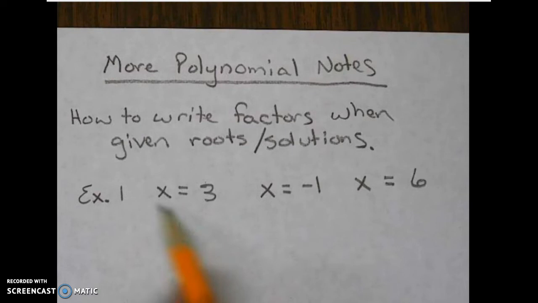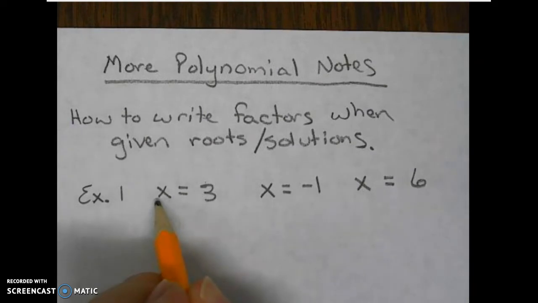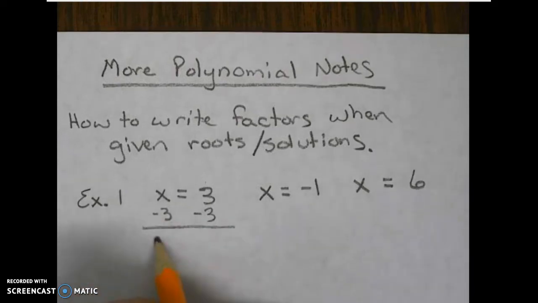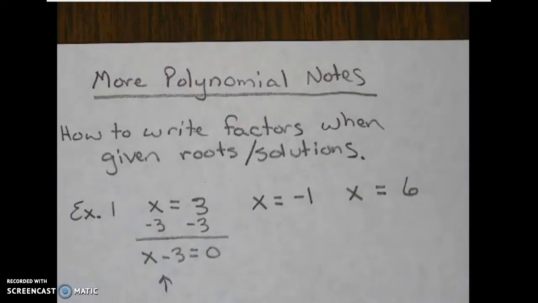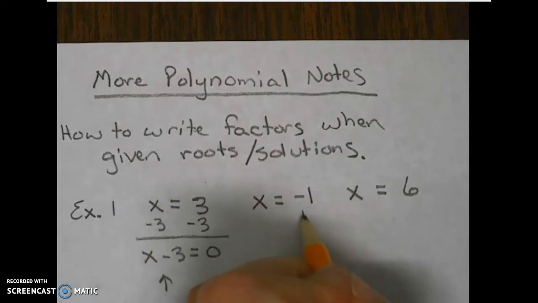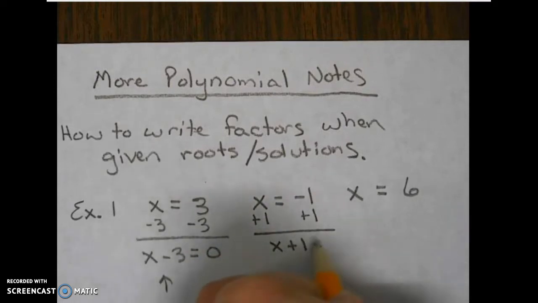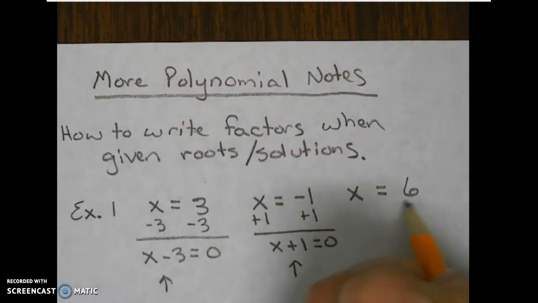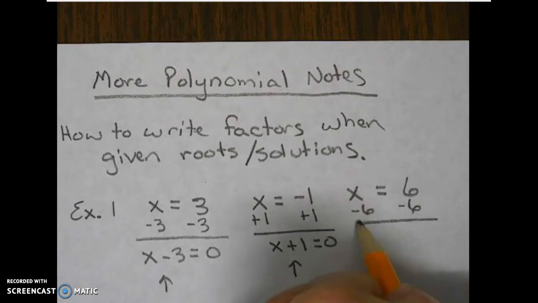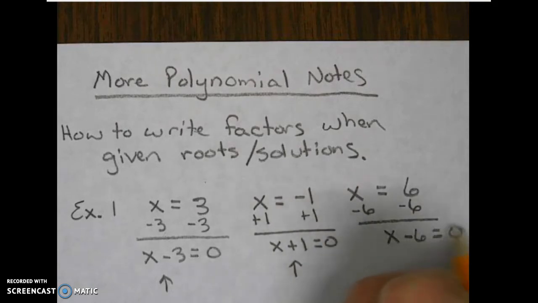So in order to write a factor from a root, you would set the equation equal to 0. So we're going to subtract 3 on both sides. So we get x minus 3 equals 0. And there is one of your factors right there, x minus 3. So same thing here. Add 1 on both sides. And there is your second factor. And your third factor.